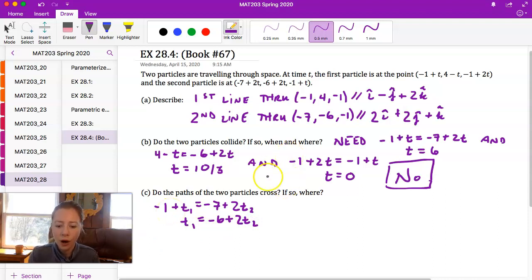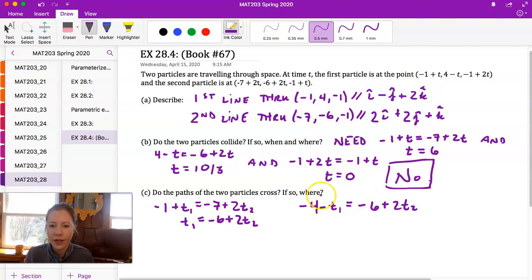And we also need for y, we have 4 minus t1 is equal to -6 plus 2t2. So what we're doing here is we're trying to find a time for the first particle and a time for the second particle such that they're at the same coordinates if their paths cross, but at different times. So we have to find a time for each at which they're at matching coordinates.